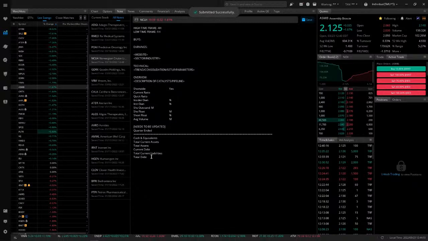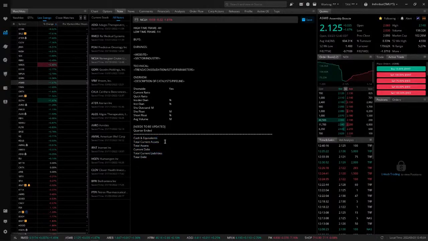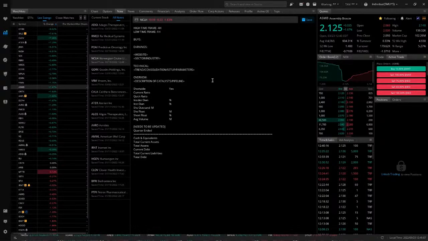And then I would do a deeper dive into the fundamentals on something like stockanalysis.com, Yahoo Finance, the SEC website. I would look at all their 8Ks, their 10Ks. I would look at how much cash they have, how well they use their cash, stuff like that.